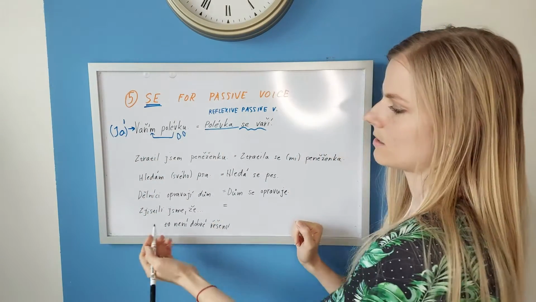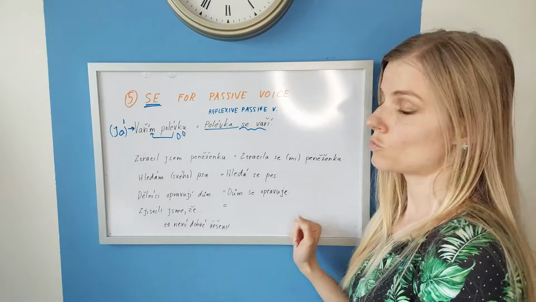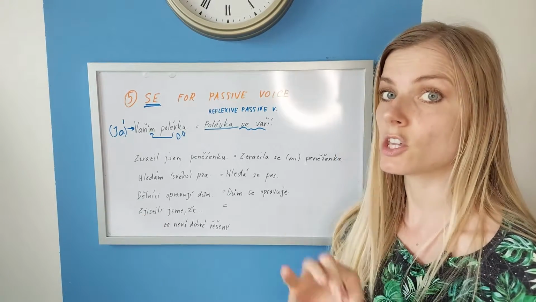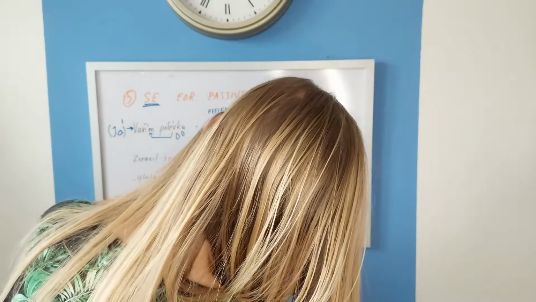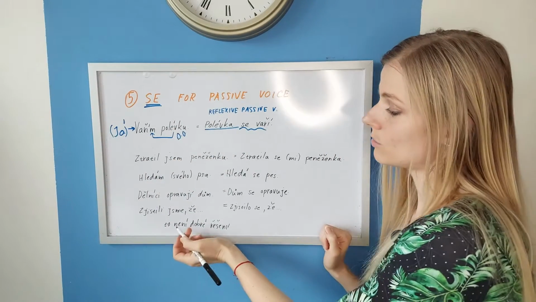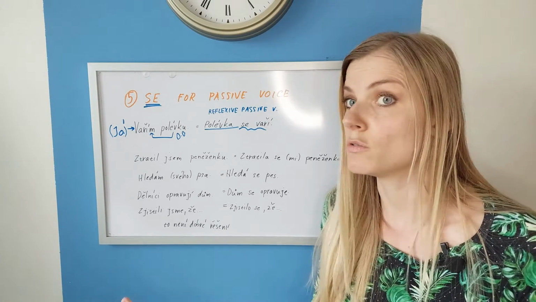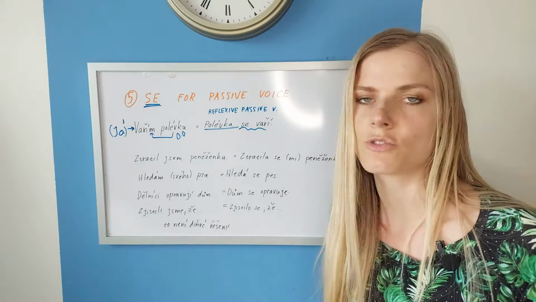And we would say it was found out. So we would actually say past tense, but for it, which would be zjistilo se. Zjistilo se, že to není dobré řešení. Somebody found out, it's not important who. They found out the solution was not good.